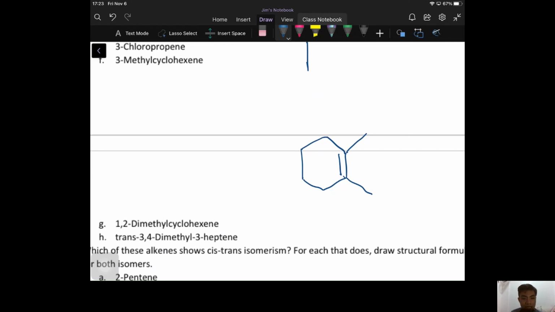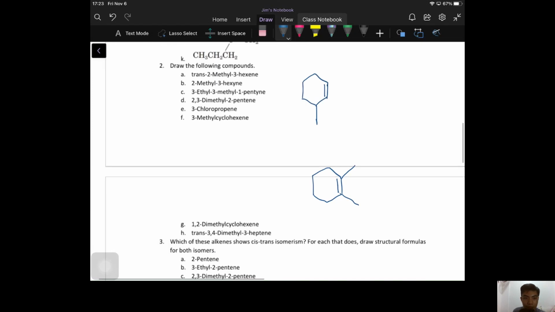Ganun din yung pag-name. Same lang siya as alkanes, no? Ang pinagkaiba lang talaga nila ay ang paglagay ng numbers, no? So, kailangan i-prioritize mo yung double bond before everything else, okay? Yun lang yung difference niya with alkanes. Pag alkenes and alkynes, unahan mong bigyan ng number yung mga double bonds, pati yung triple bonds. Okay? So, ganun lang yun sa naming part natin.